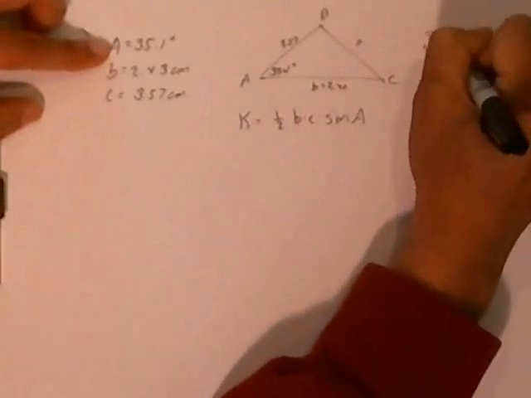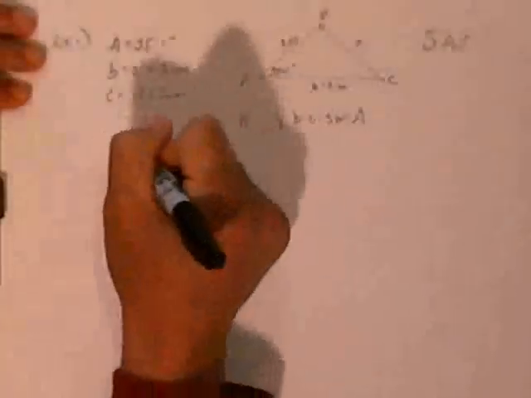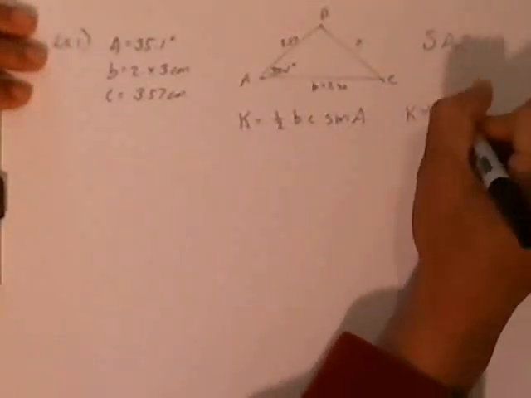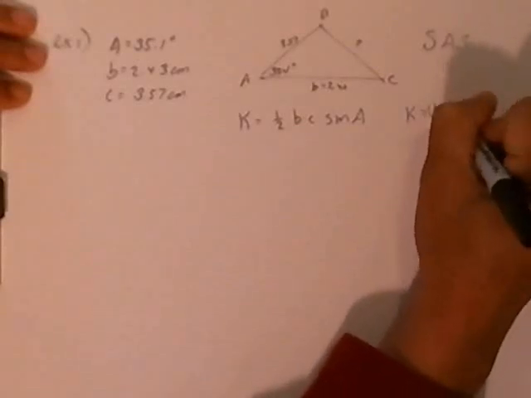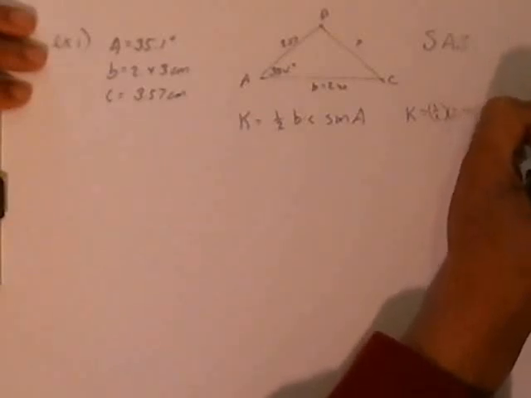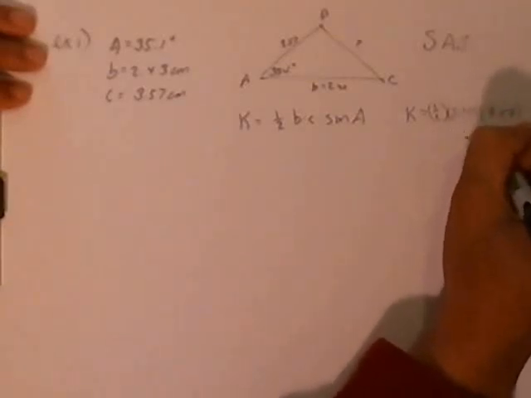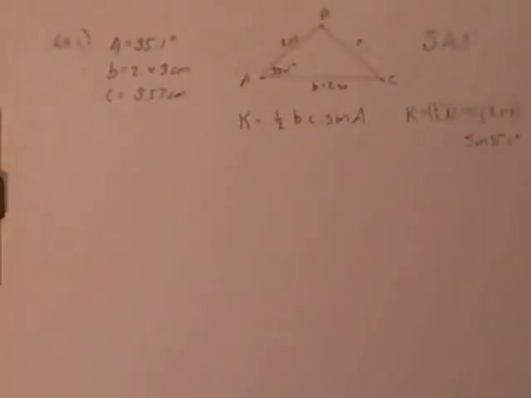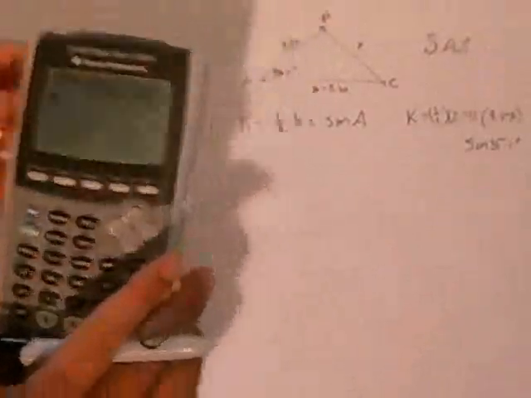Notice it is the SAS situation. So the area, K, is equal to 1/2 times B, which is 2.43, times 3.57, times the sine of 35.1 degrees. I'm going to use our calculator to figure that out. 0.5 times 2.43 times 3.57 times sine of 35.1. And it comes out to be 2.49. There it is right there.